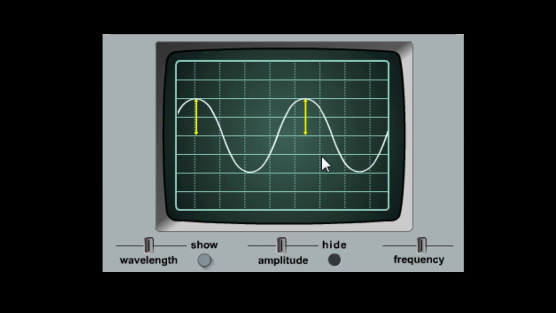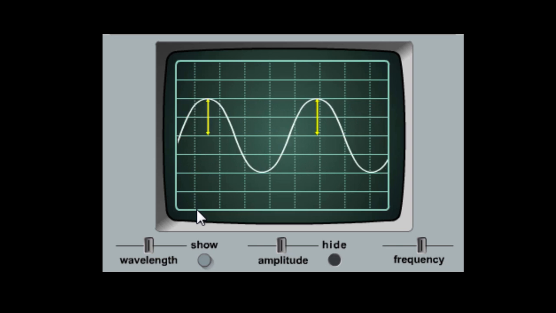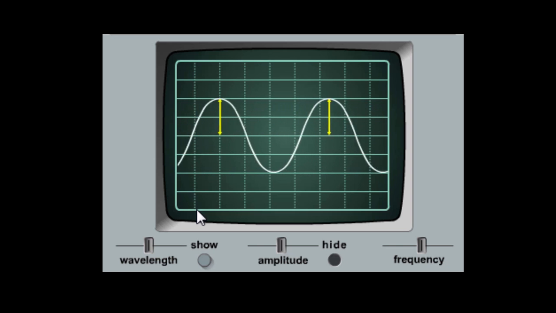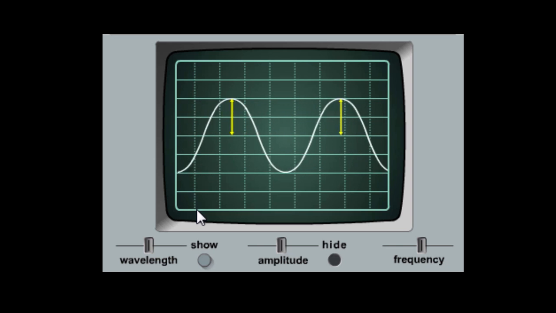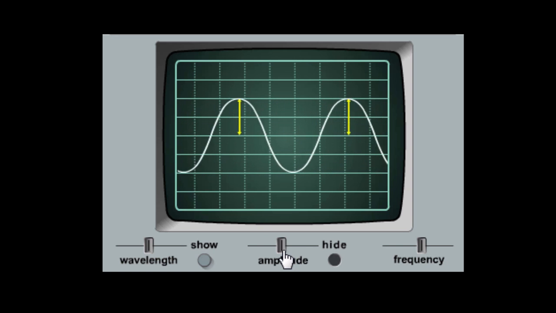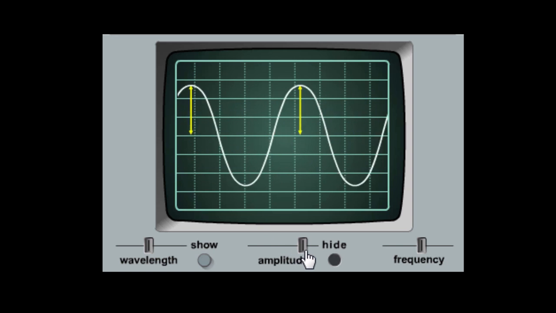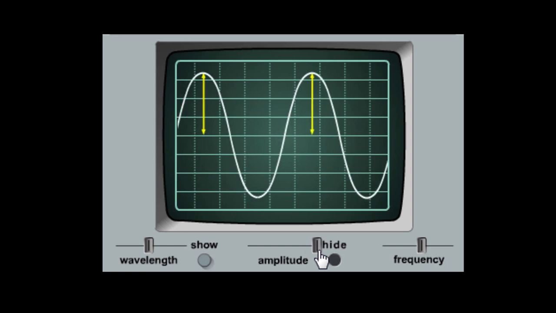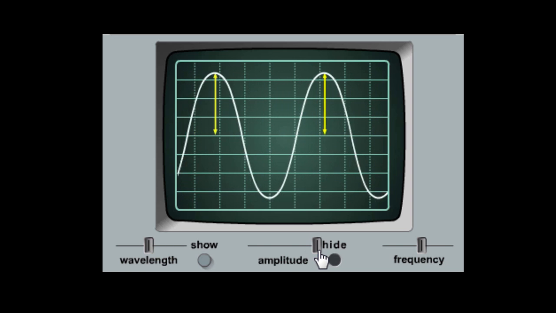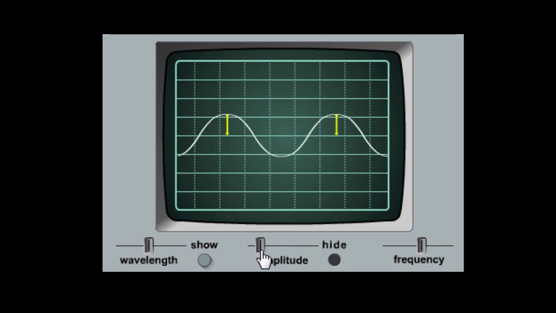Now let's take a look at amplitude. The amplitude is how far up or down the wave crest or trough is from the equilibrium or resting position. And we can increase our amplitude to make that wave taller, or we can decrease the amplitude and that'll flatten it out.